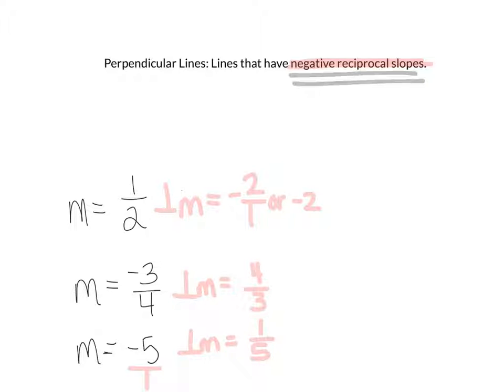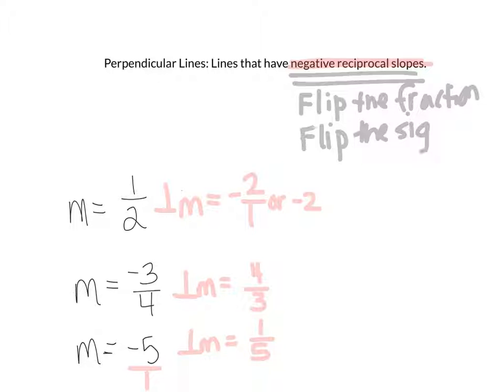What you need to know about it is that you flip the fraction and flip the sign. Flip the fraction and flip the sign to get the negative reciprocal slope.